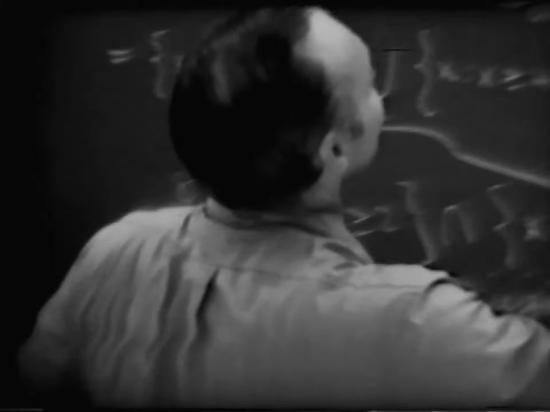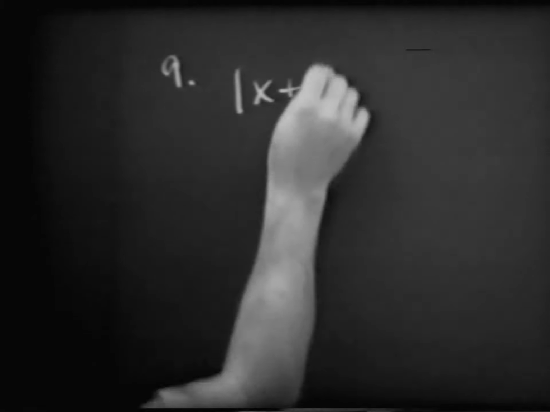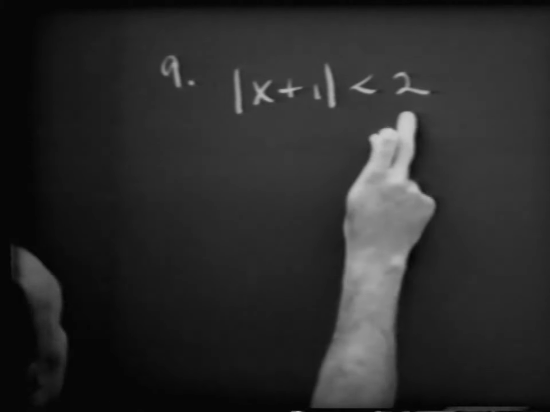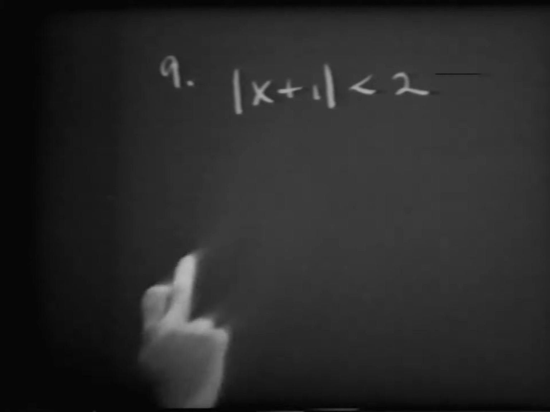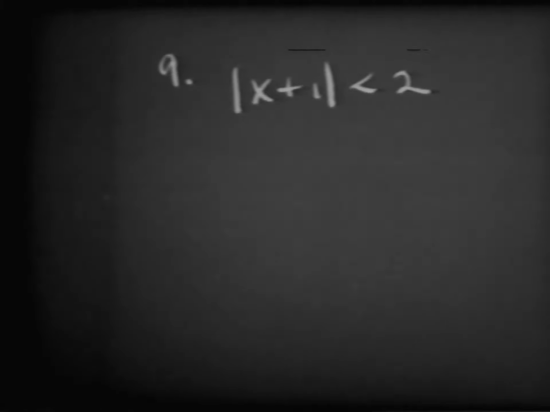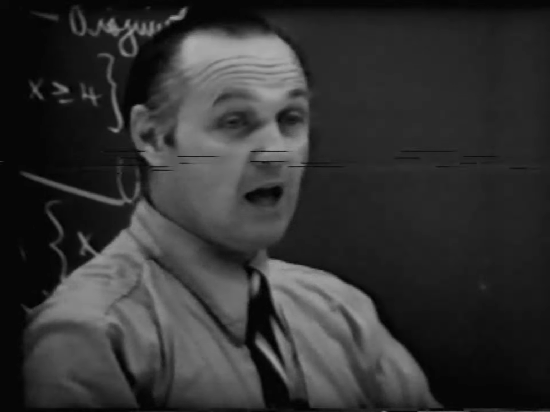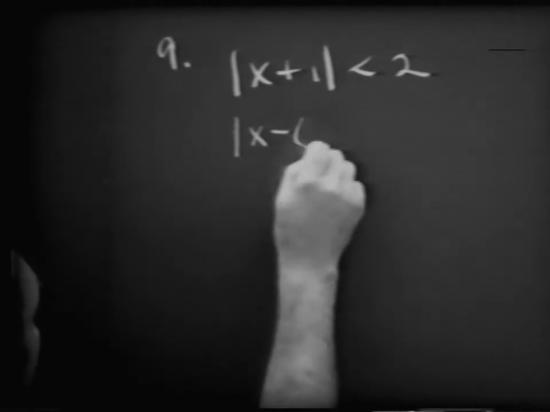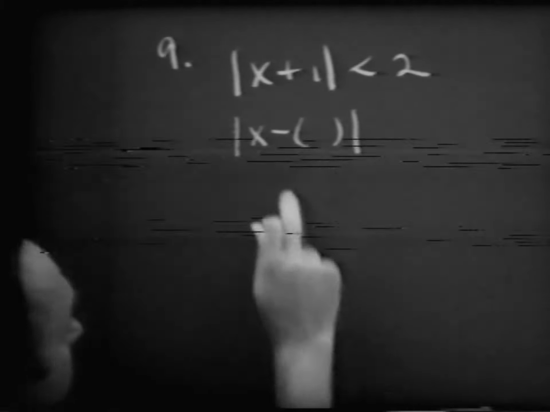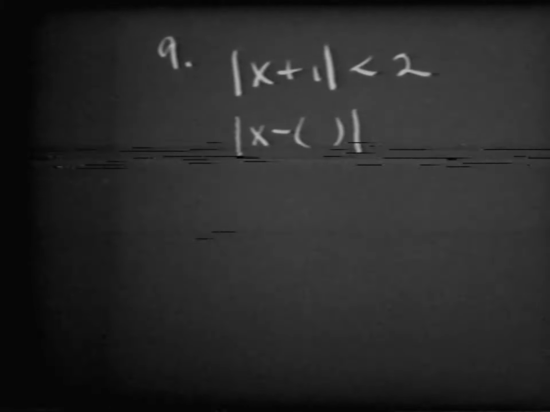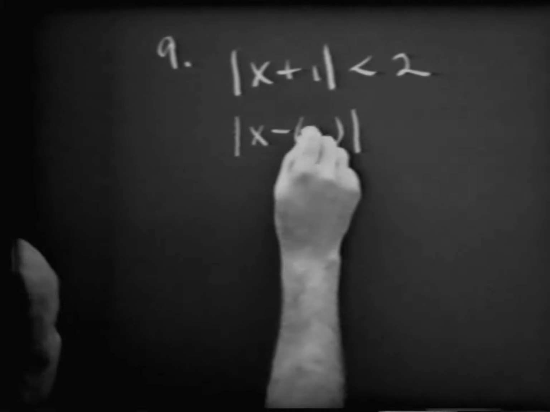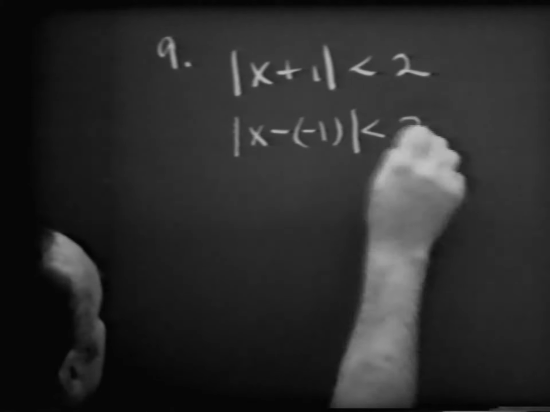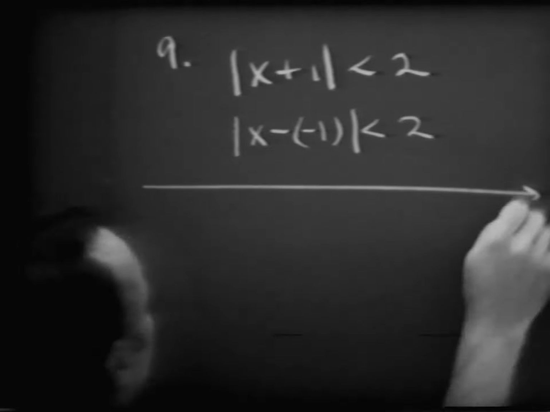Let's look then at another example. For example, let's take the absolute value of x plus 1 is less than 2. Now notice here in this case I have plus 1. And all of the other examples and everything that I've been saying has to do with the difference between 2 points. So what I'd like to do is to rewrite this as x minus something. And of course, what must this something be in order to make it equivalent to x plus 1? Negative 1. X minus a negative 1 must be less than 2, and you're right back in the same ball game.